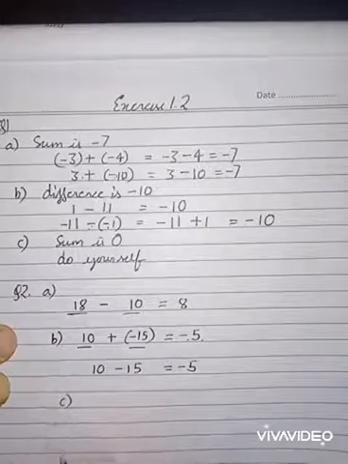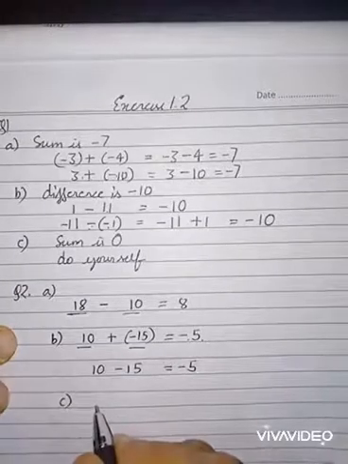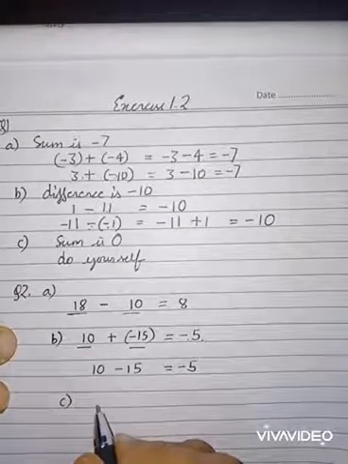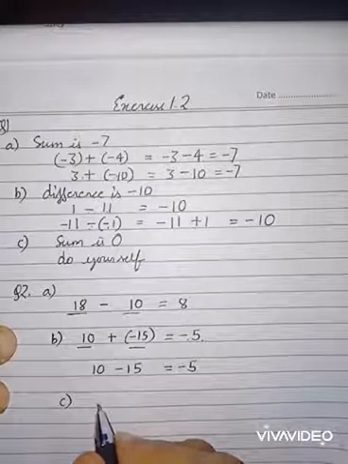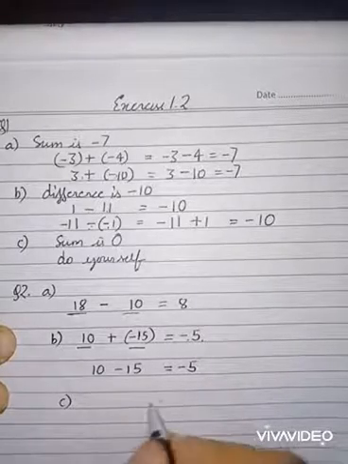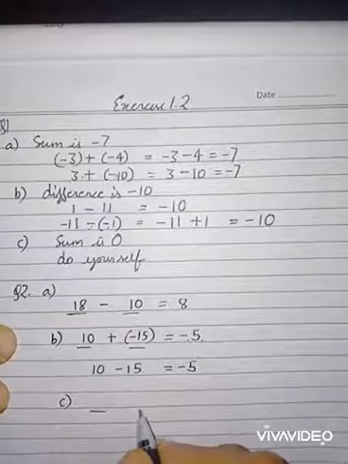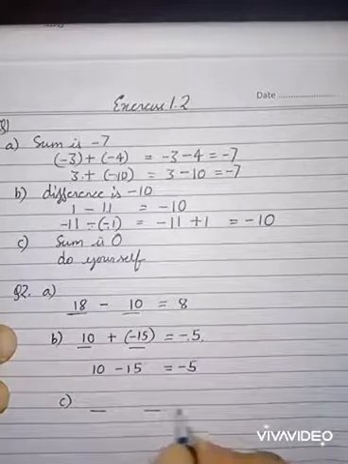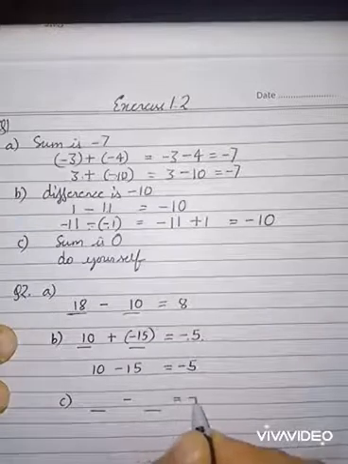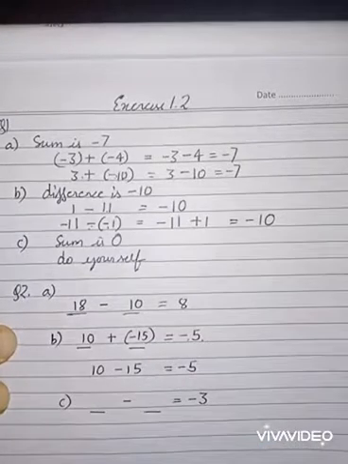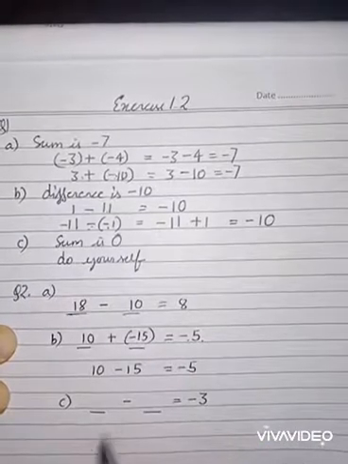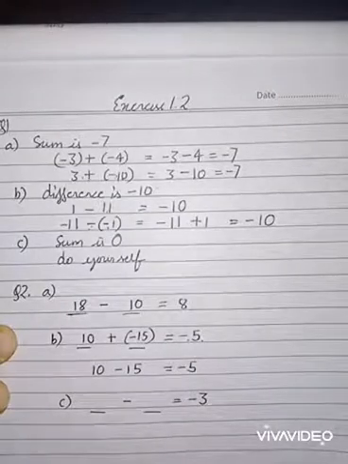In part C, what the question says is write a negative integer and a positive integer whose difference is -3. Now one is negative and one is positive, but their difference should come out to be -3. So you have to use one negative and one positive.